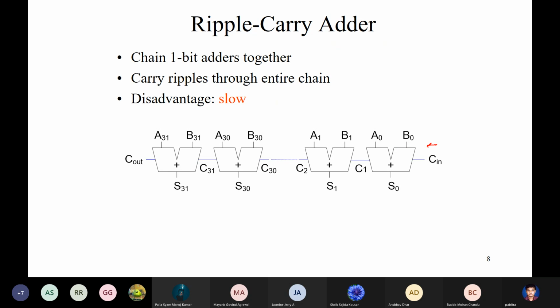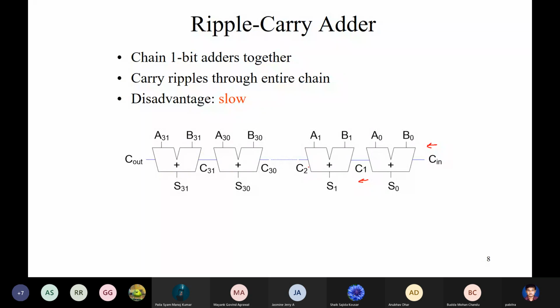You have your original input carry in, then you have your inputs, and the carry generated by adding the first bit, the least significant bit, is cascaded to the next bit, the second bit, and so on. So this is a simple design. This is exactly how we add two multi-digit numbers. We propagate the carry over successive places.